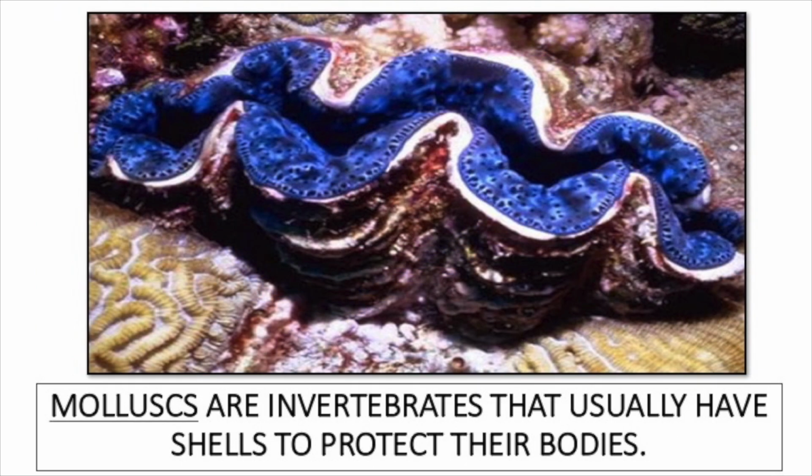And then mollusks are invertebrates that usually have shells to protect their bodies. Yes. In the previous lesson, when we looked at mollusks, we saw the picture of the snail. This is a different type of mollusk called a clam. And the clam will open and shut to protect its body. You see the inside here, and then the outside is harder, so that other animals cannot attack or eat. They will open and close.